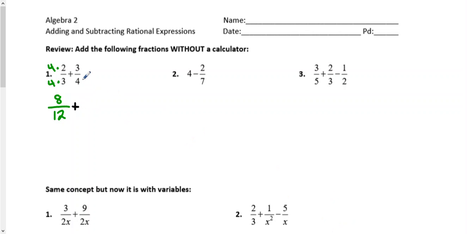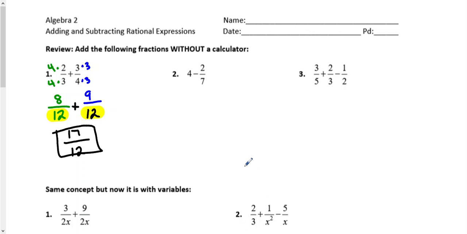And now I'm going to change the bottom to a 12, so 4 times 3. And then whatever I do to the bottom, I also have to do to the top, which becomes 9 over 12. Now, since I have the same denominator, they're both 12, all I have to do is add the top, which will give me 8 plus 9, which is 17 over 12. And that's my answer.